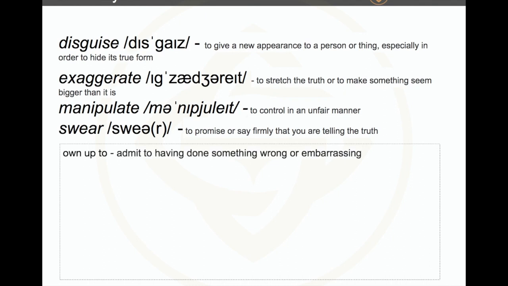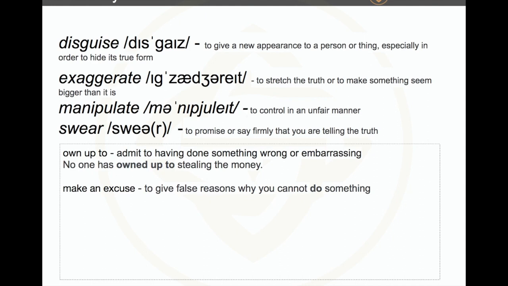Guys, in this lesson, I'm not going to give the translations of all the verbs because you've probably already known some of them. So here are some of the verbs which I found more complicated. Okay, so own up to means admitting to having done something wrong or embarrassing. For example, no one has owned up to stealing the money. No one признался. Okay, признавать, stealing the money, own up to.